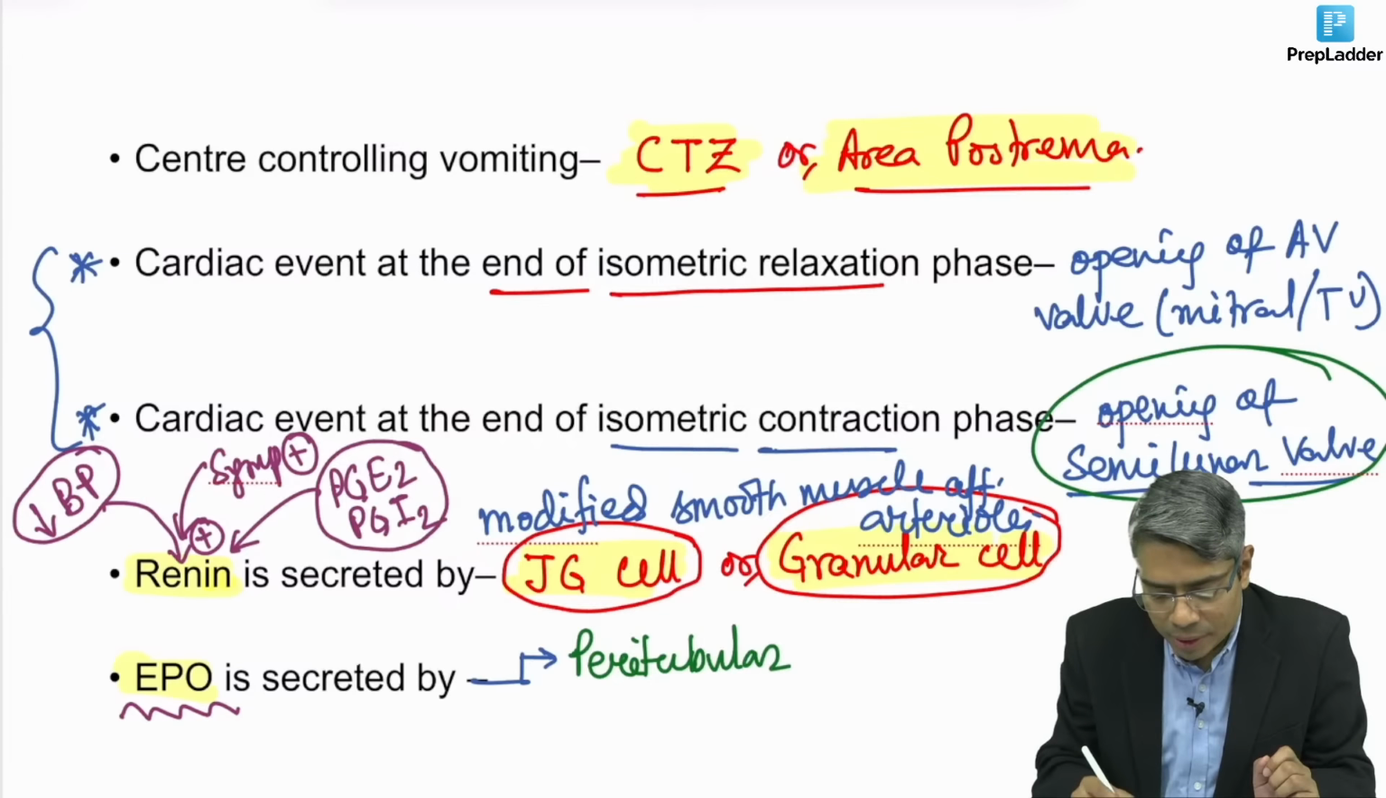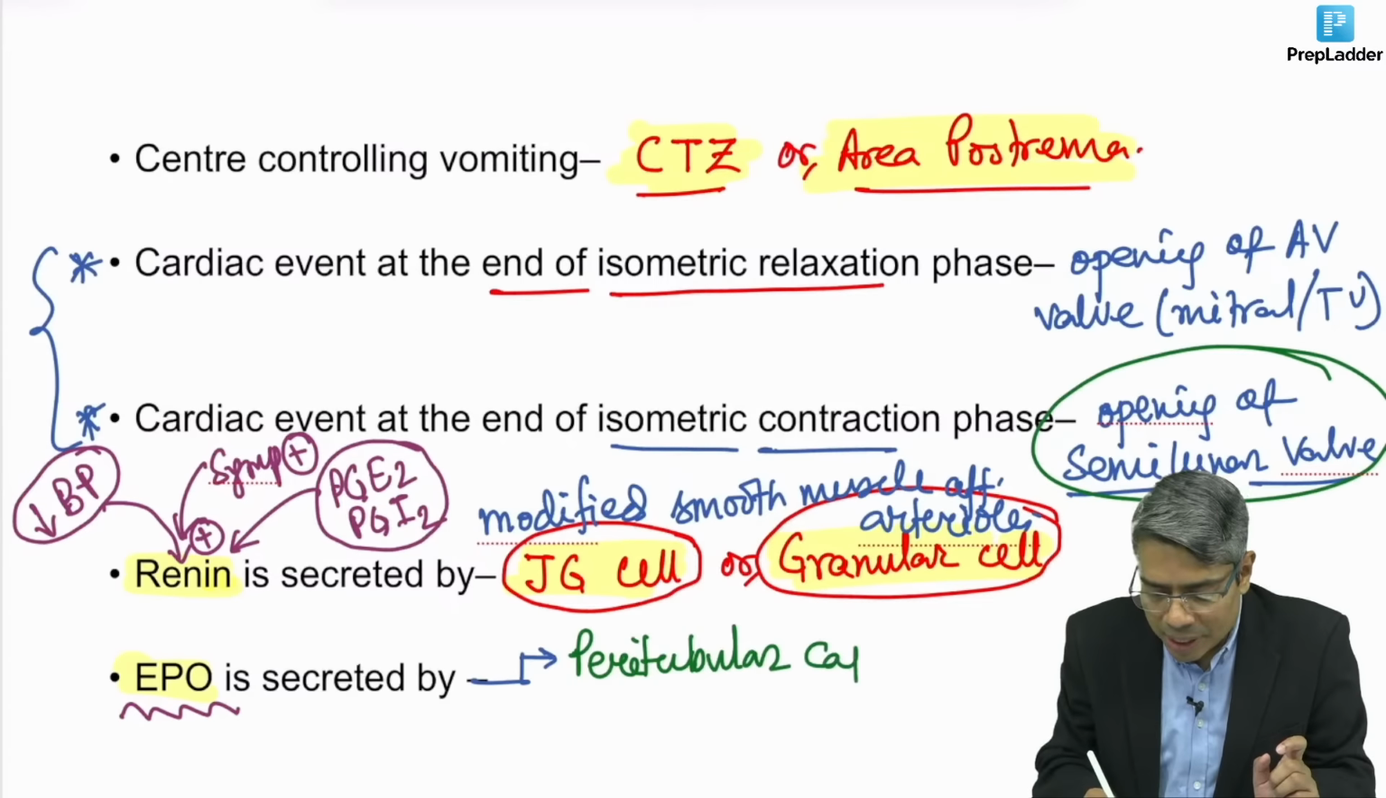peritubular capillaries, the cells around the peritubular capillaries, epithelium cells of the kidney. Peritubular capillary epithelium cells are the sources of erythropoietin in the kidney, and in the liver it is the perivenous hepatocyte, which is also known as the Ito cell, okay. But the main source of erythropoietin is the kidney peritubular capillary epithelium cells.